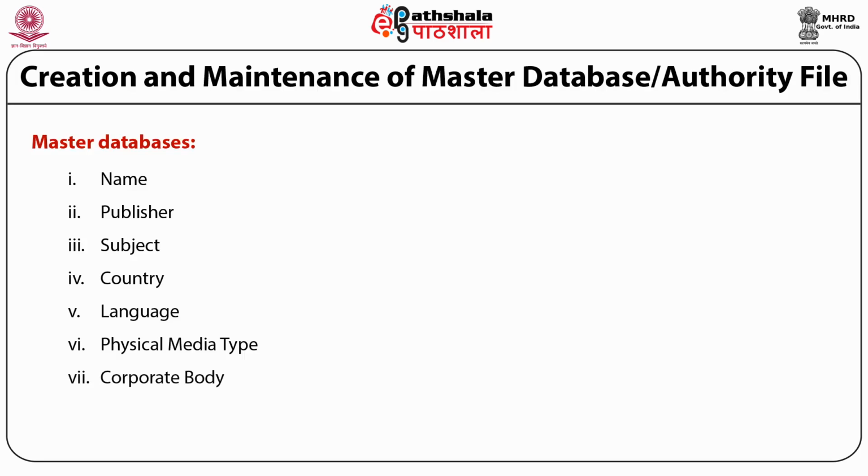Number 7, corporate body. This master file contains contact details of corporate bodies who have published books and serials along with their corresponding codes. Number 8, meeting. This master file contains name of the meeting, date, and place where it has been held. Most of the options are similar as per the corporate body. Number 9, series. This master file contains name of the series under which various publications are brought out.